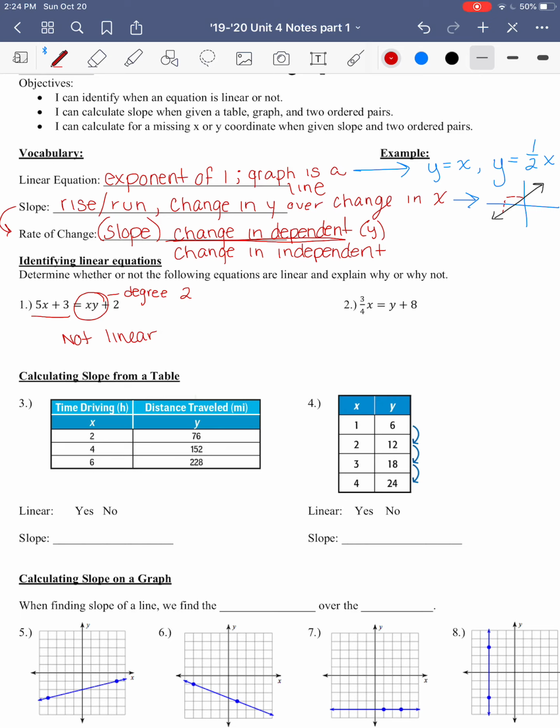Okay, but in number 2, I've got 3/4 times x. So we have a coefficient, that's okay. And then here I've got y plus 8, so I'm adding to y. That's okay, so we would say, in fact, that is linear.